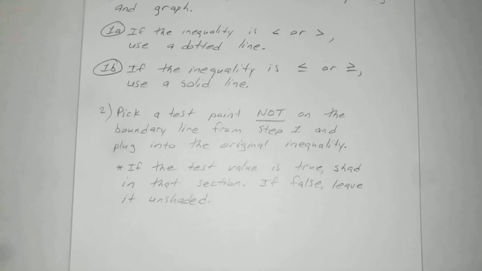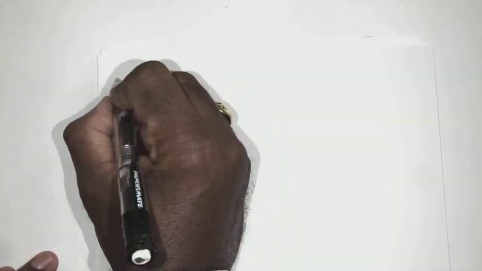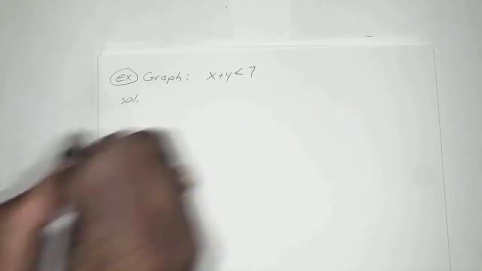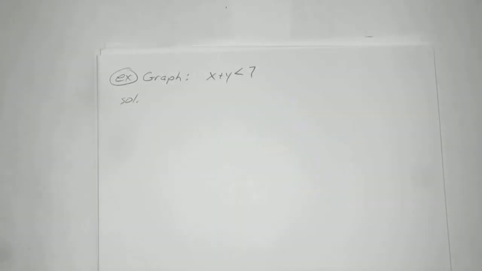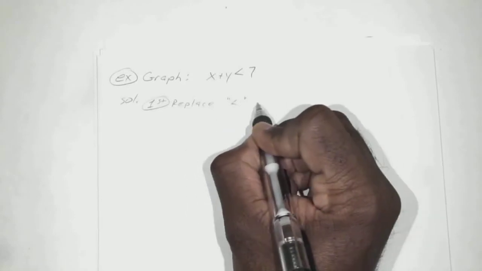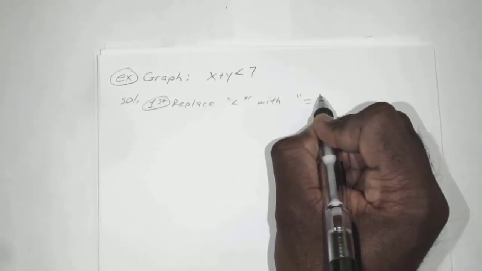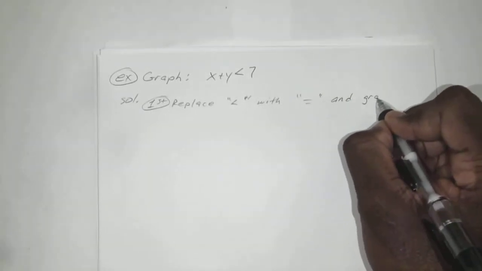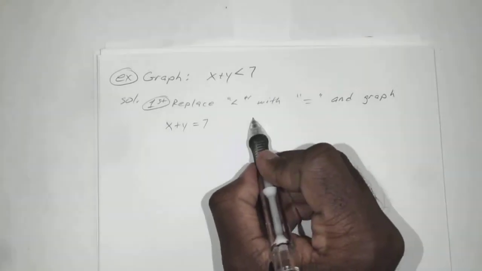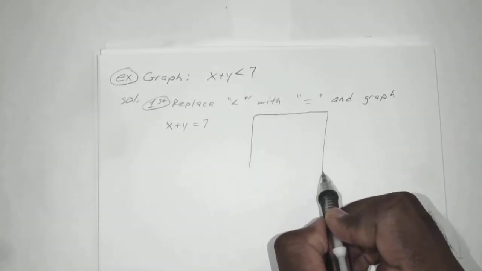So let's say, for example, if you wanted to graph x plus y is less than 7. Okay, so your first step is you're going to replace that less than with an equal sign and graph. Okay, so now we're going to graph x plus y equals 7. Okay, and again, I just draw the little table. You don't have to do the table if you don't want to.